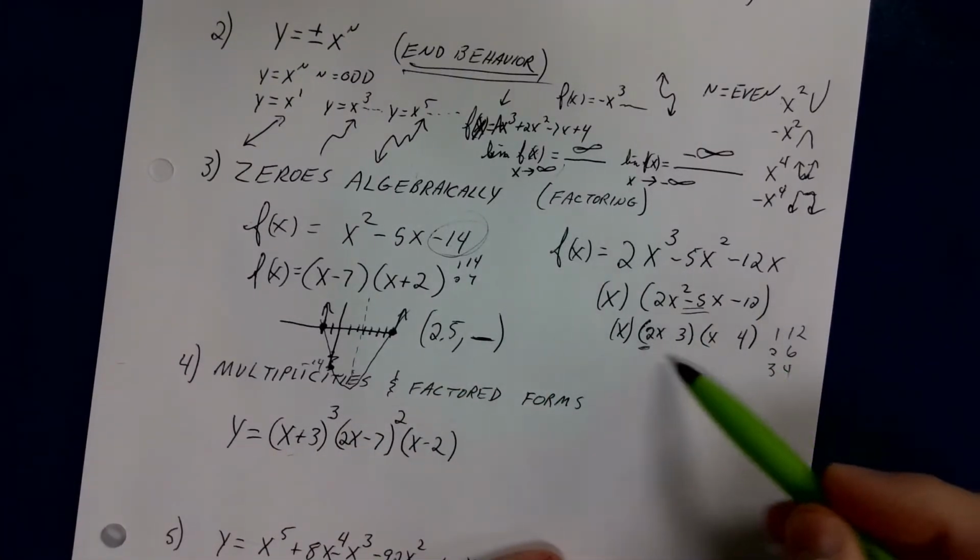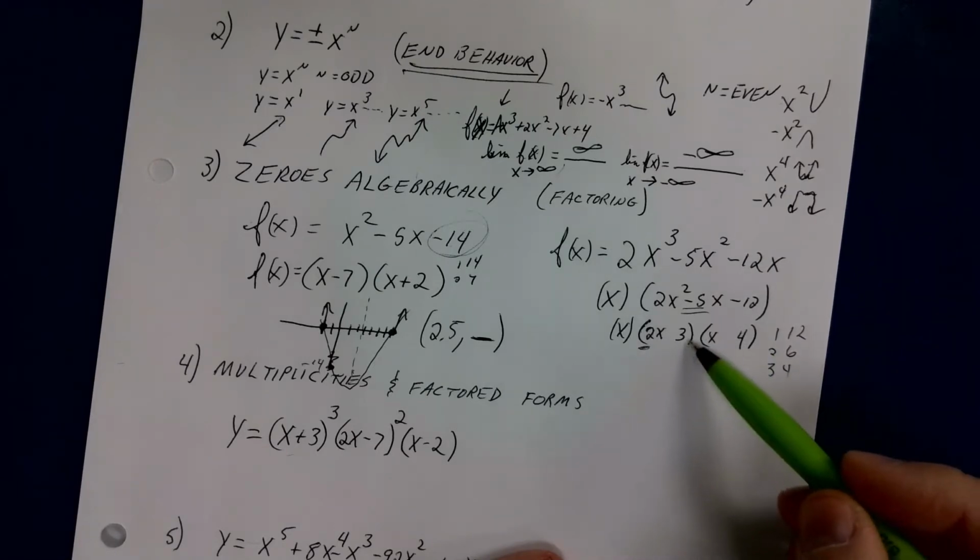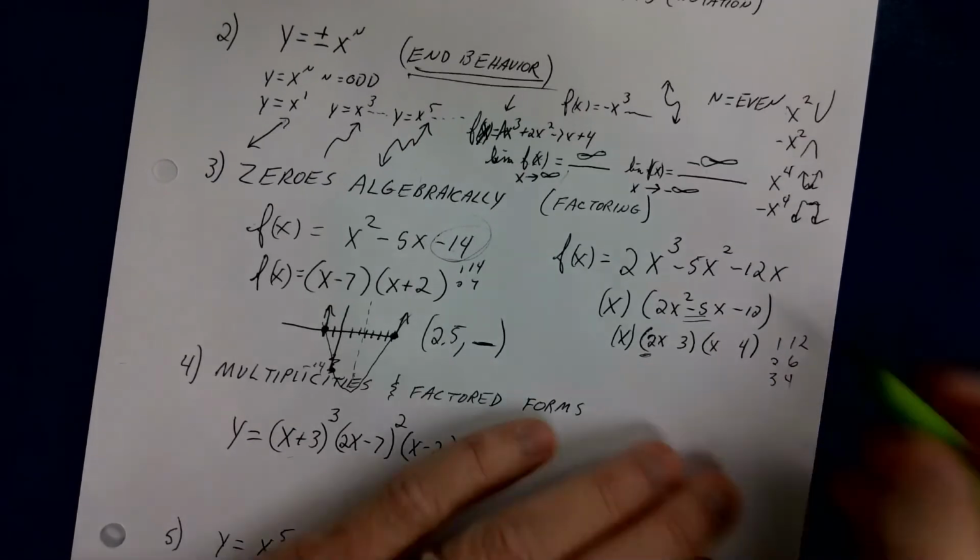Again, you can check. 2 times 4 is 8. 3 times 1 is 3. 8 and 3 differ by 5.